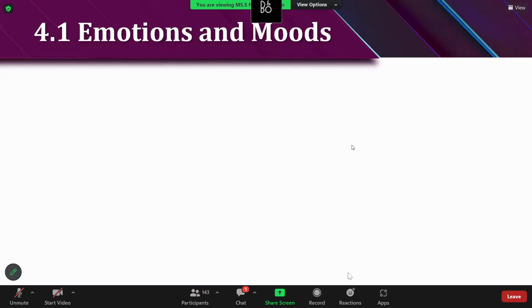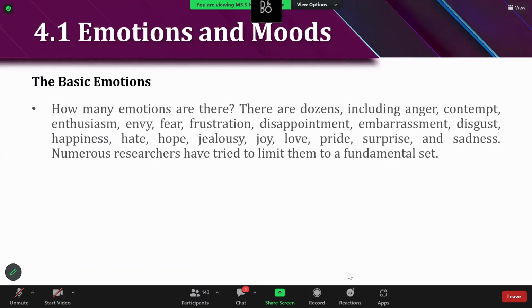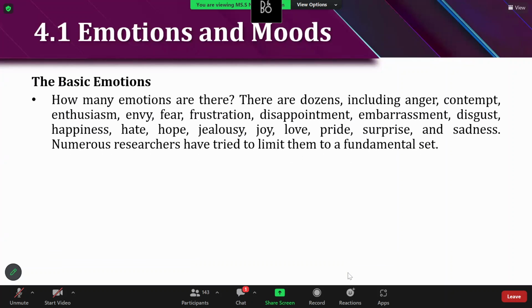Okay, so now we will move to the other one. That is about basic emotions. As I already said, there are many different categories of emotions, and we can't even limit them. These are not the only categories of emotions that people experience. There are many, but it includes the most common emotions of anger, contempt, enthusiasm, envy, fear, frustration, disappointment, embarrassment, disgust, happiness, hate, hope, jealousy, joy, love, pride, surprise, and sadness. So these are some different emotions people usually experience.